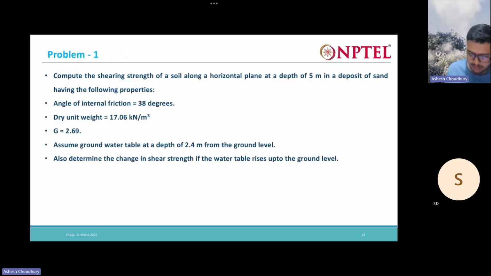Now let us just solve the problems. These are easy, simple problems, so they are very fast. So first we have: compute the shearing strength.